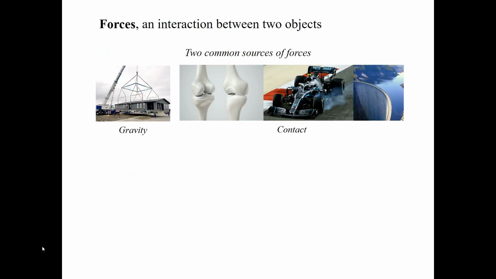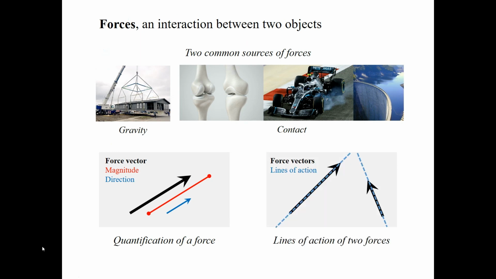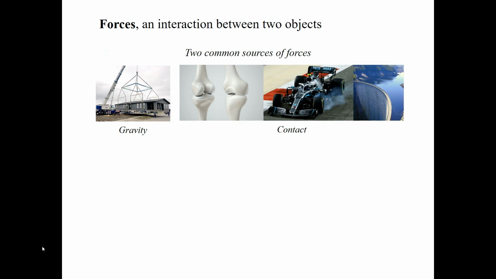Forces are an interaction between 2 objects. They come in pairs. Gravity and contact are 2 common sources of forces. Force is a quantity with magnitude as well as direction, and therefore, it is a vector. A force vector could be visualized by an arrow. The length of the arrow is equal to the force magnitude. The line of action of a force is collinear with the force vector. Only in rigid body problems, forces are allowed to slide along their lines of action.